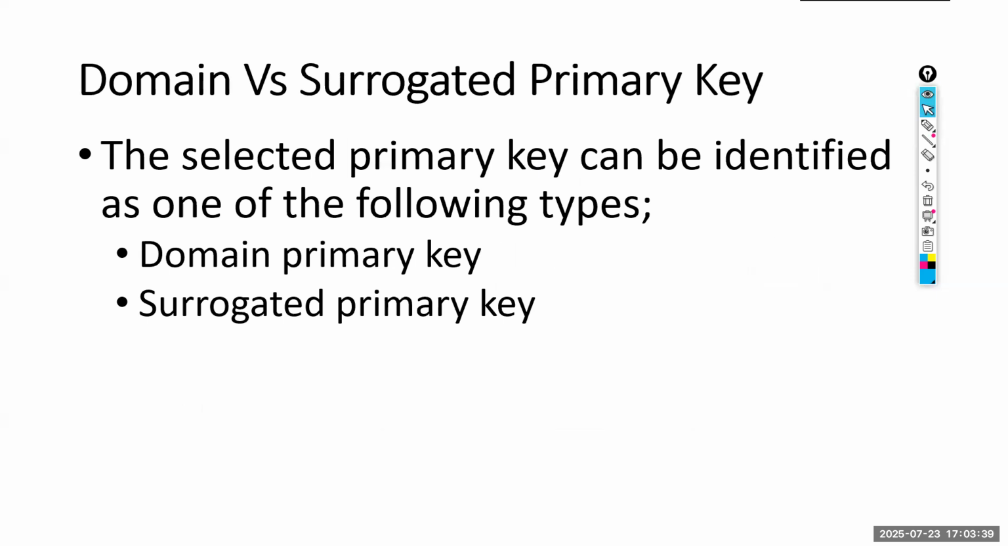Right. So this is our second classification. In the second classification, we subdivide primary keys as domain key versus surrogated key. Domain type primary key, surrogated primary key. So this is a little bit tricky. Okay. So what is meant by domain primary key?